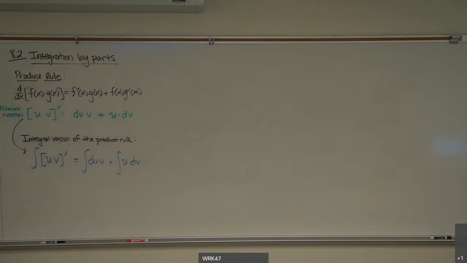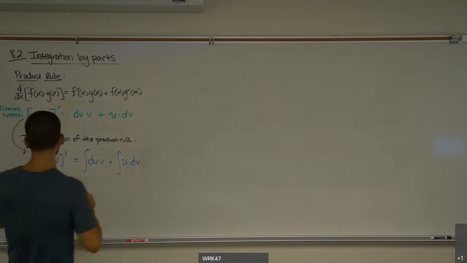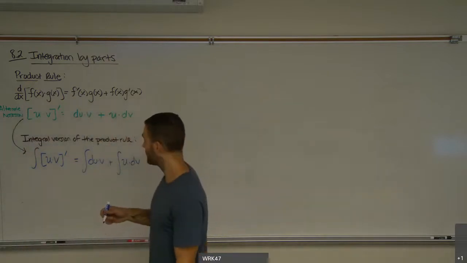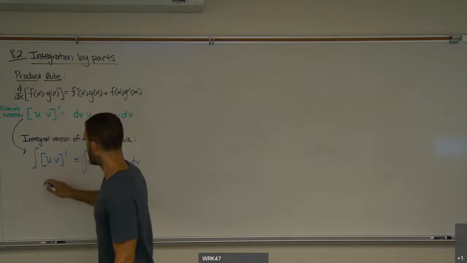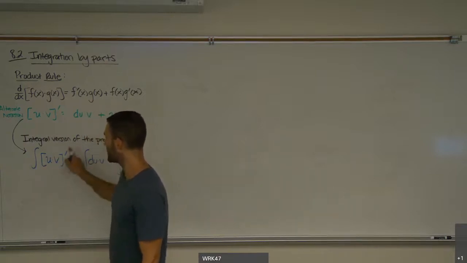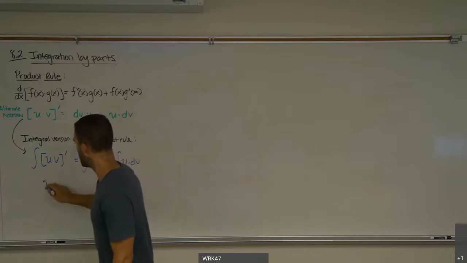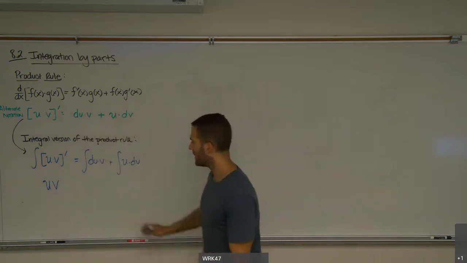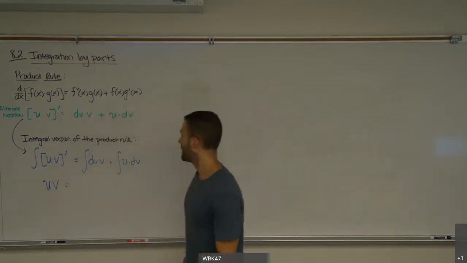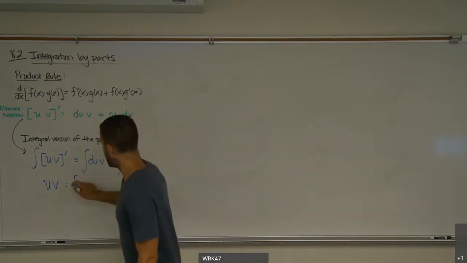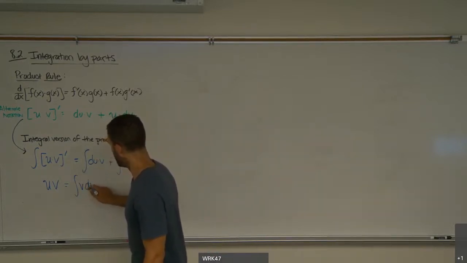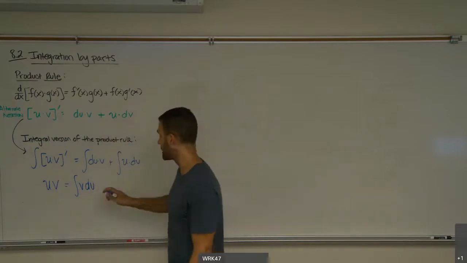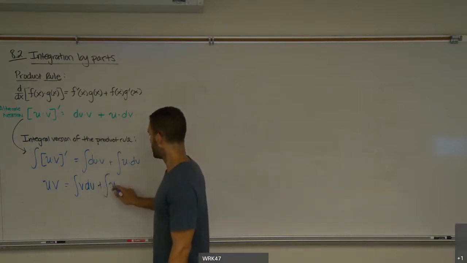Integrals break up over sum, so I can do that. Integrate everything. On this side, we're taking the derivative of an antiderivative, and so they cancel, right? I didn't bother writing the differential here because we're taking the antiderivative of a derivative. So we get uv equals, well, we have, I'll write the differential second, v du, because that's how you standardly write integrals, plus u dv.